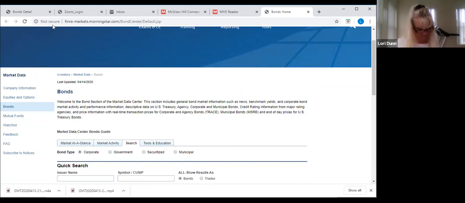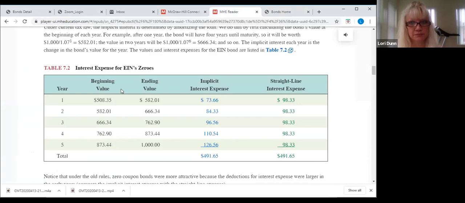Now, this is the finra.org Morningstar. Top of page 221, and I'm going to grab it in your book.